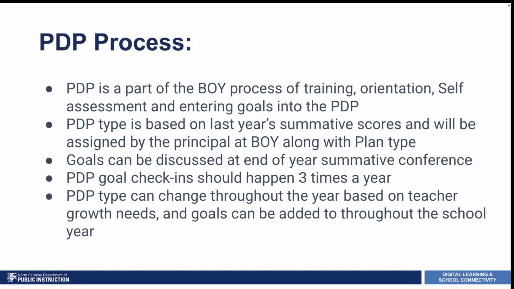Your goals can be discussed at the end of the year when you have your summative conference and you've gotten your scores and you know where your strengths and maybe your areas of growth may lie. You can go ahead and discuss what your goals could be, even type into the system, but you would have to go back in. They don't save to the next year. So you would have to cut and paste those into your goals for the beginning of the year when you start your PDP for the new school year. PDP types can be changed throughout the year based on teacher growth needs, and goals can be added throughout the school year if that becomes necessary.